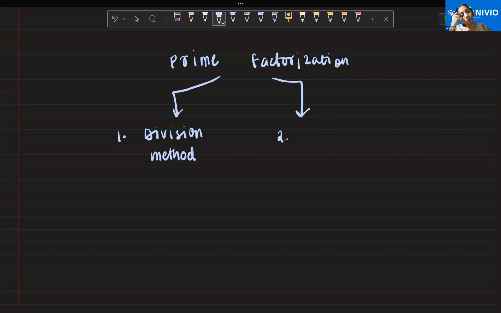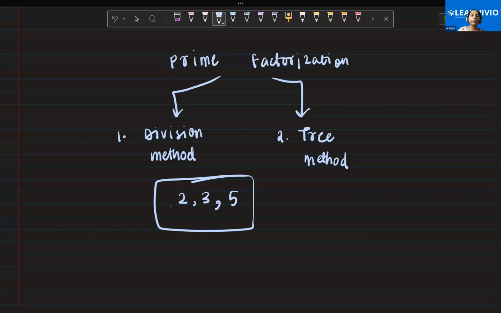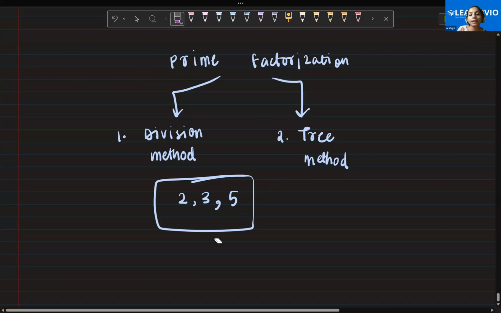So we have two types of prime factorization method. First is a division method, and the other one is a tree method. Okay, it's very easy. To summarize, what you'll have to do is divide the numbers by using prime numbers. Some prime numbers are like 2, 3, 5. So you'll have to use prime numbers. It's going to be very easy. I'll explain one question and you will understand it. Okay, just write till here that prime factorization and the two types that I've written.